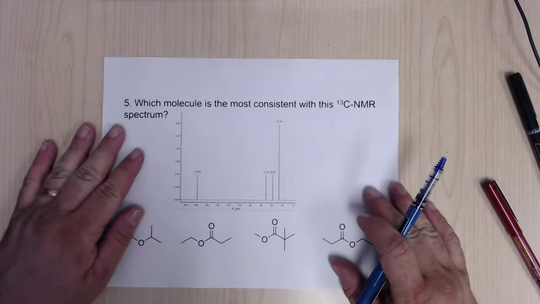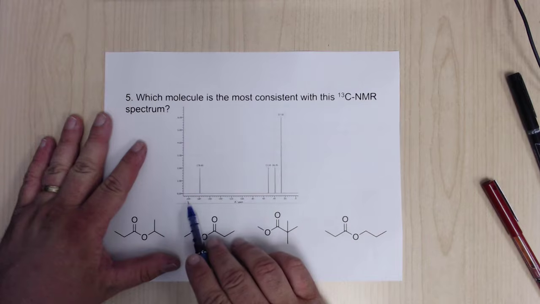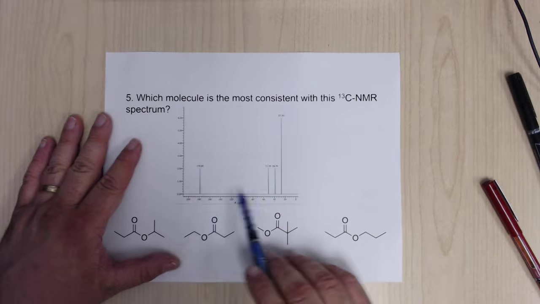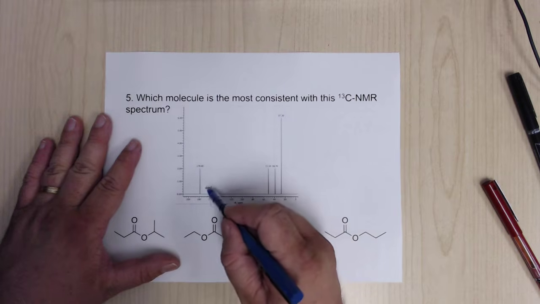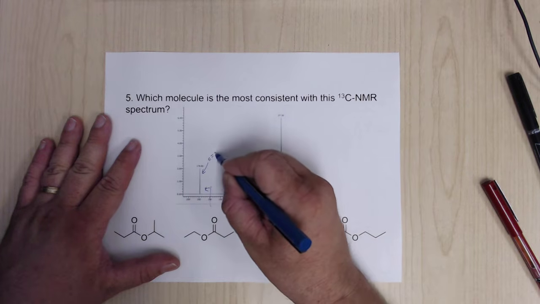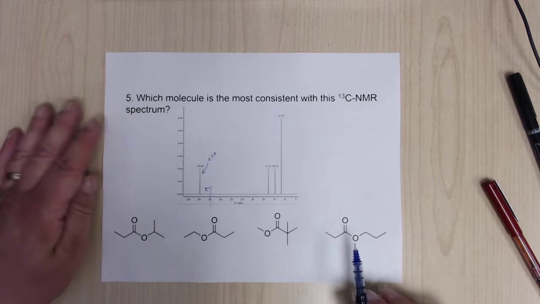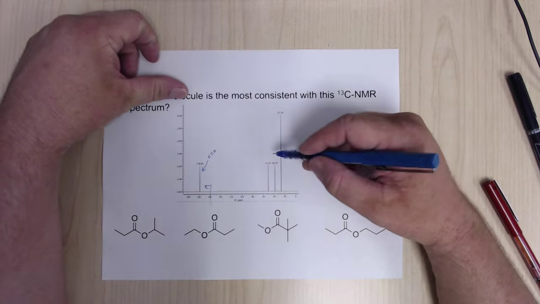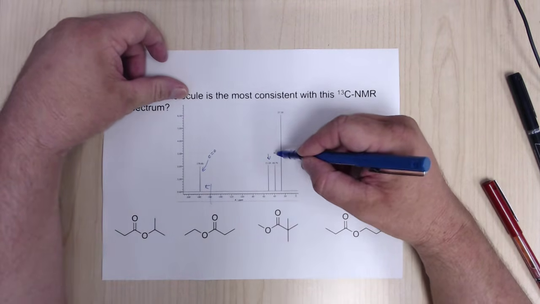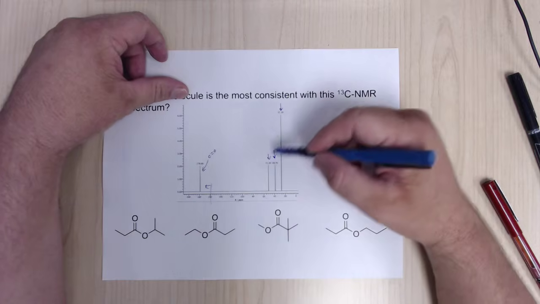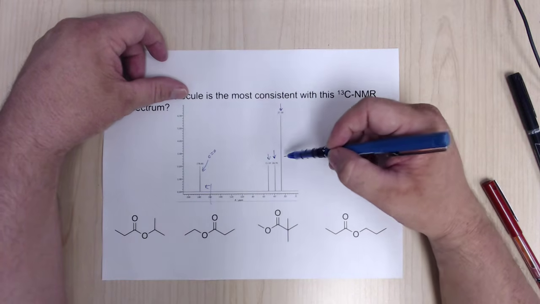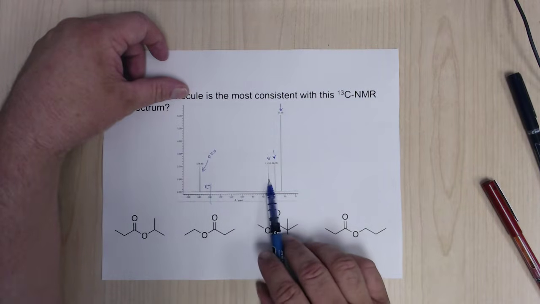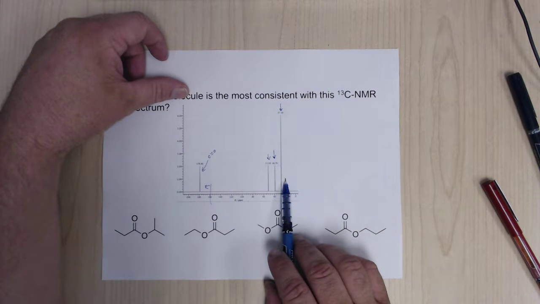Now for this one, notice how it's from 0 to 200, carbon NMR. So for something like this, this region here is the C double bond O region. So we at least have a C double bond O, which makes sense. Now you can't necessarily get integration information off of a carbon NMR, but you can tell that there's a C double bond O and then three other signals.